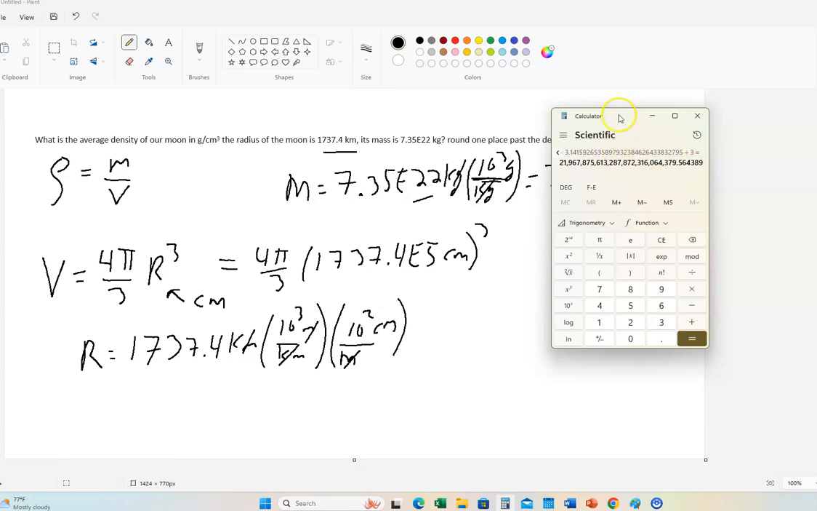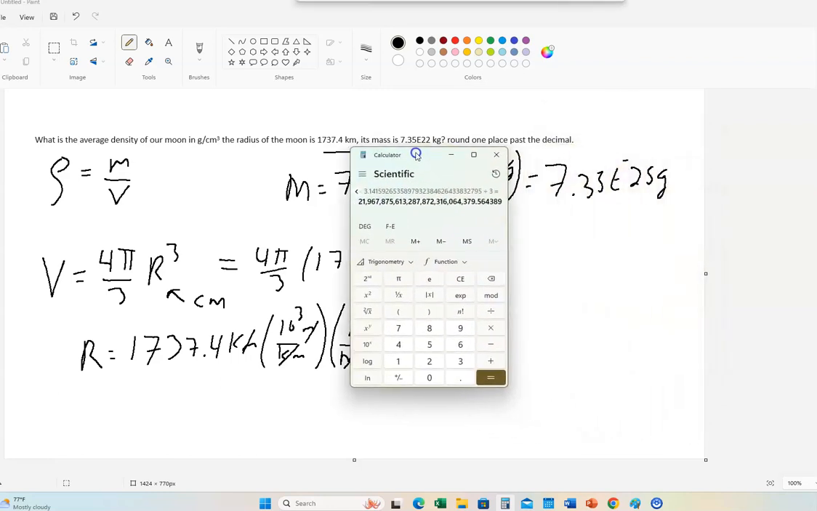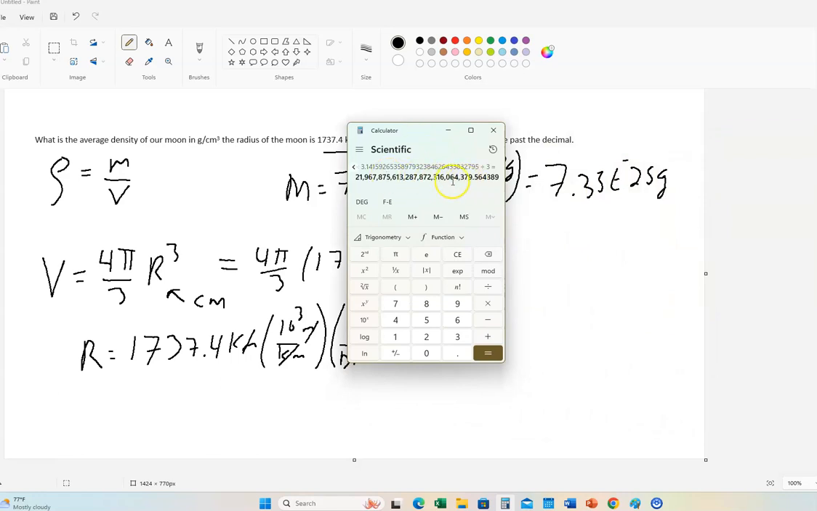Just as a reminder, your calculator always remembers the last entry. So I'm going to actually store that here. This is going to be add to memory. All right, so that's there now. Here, watch. When I clear it, I can do memory recall there. So there's the number.